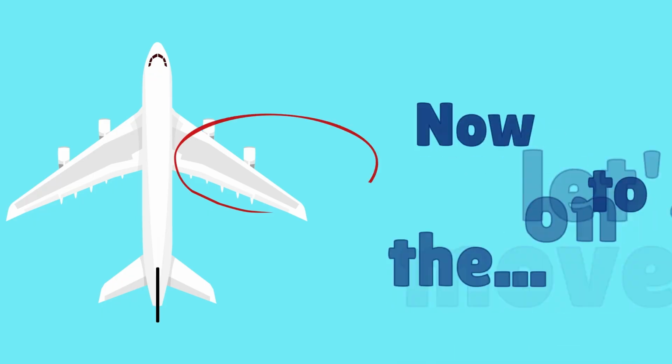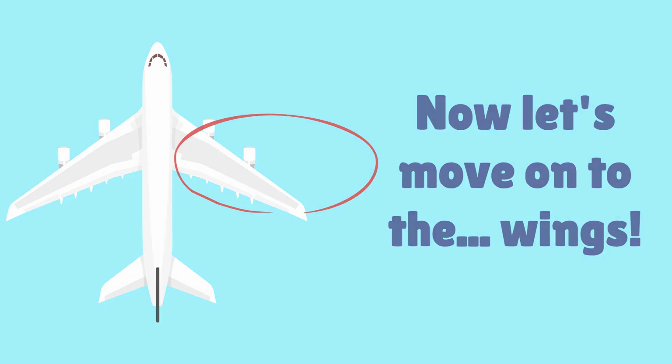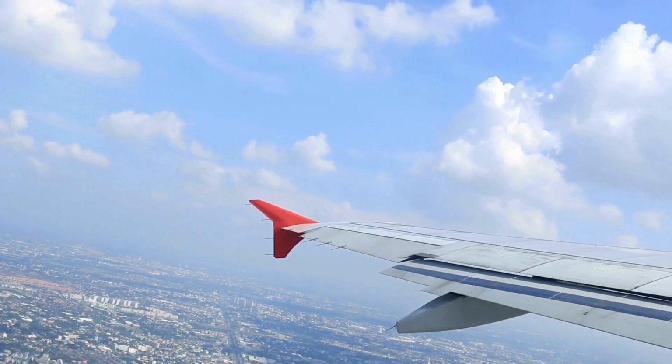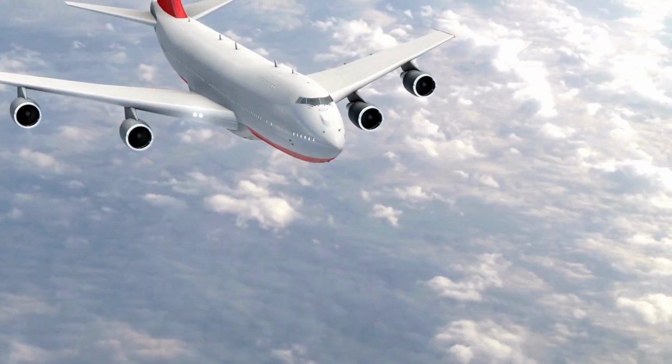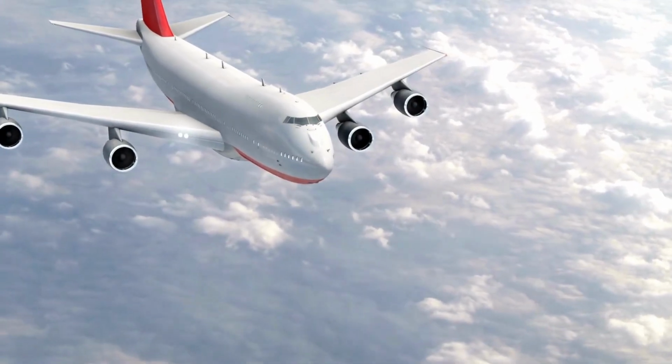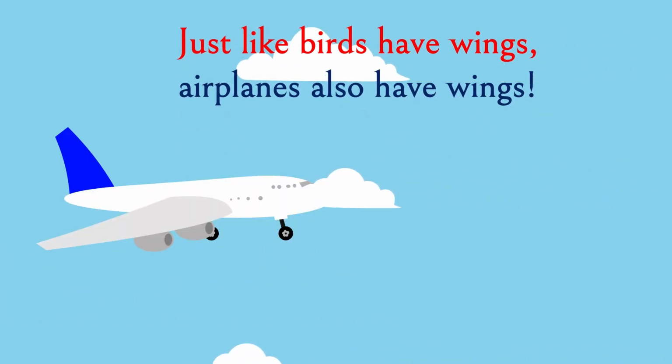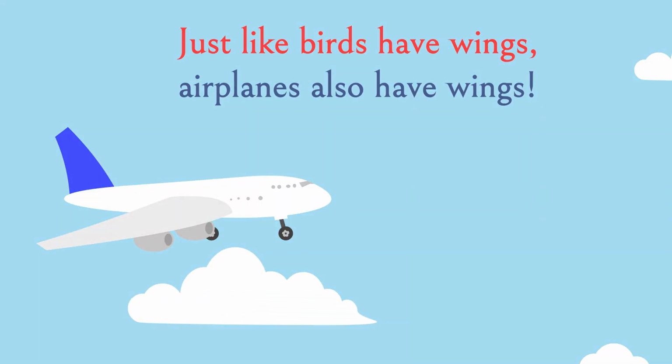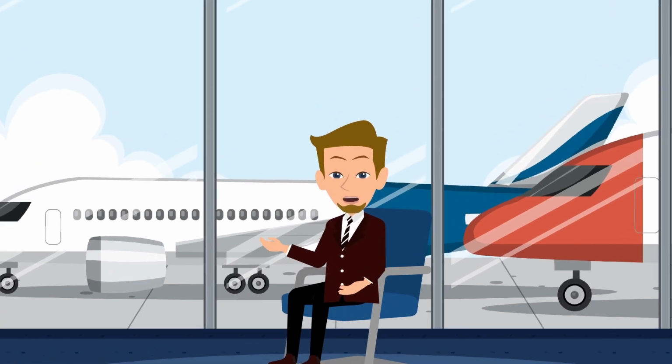Okay, and now let's move on to the wings. These are the large, broad parts on the sides of the airplane. They ensure that the airplane can stay up and work together with the air. Just like birds have wings, airplanes also have wings. The inventors of airplanes took a good look at nature for this.